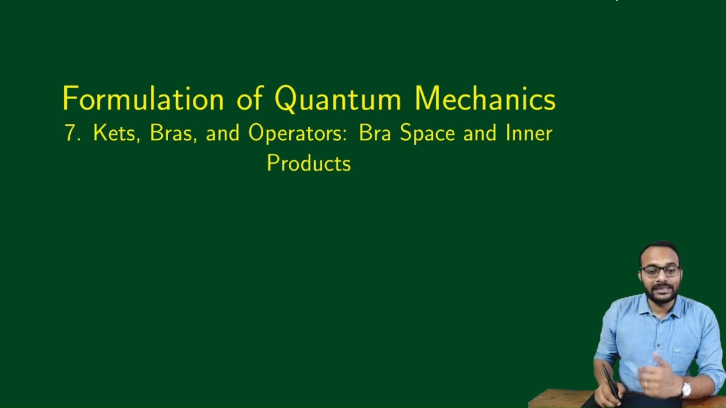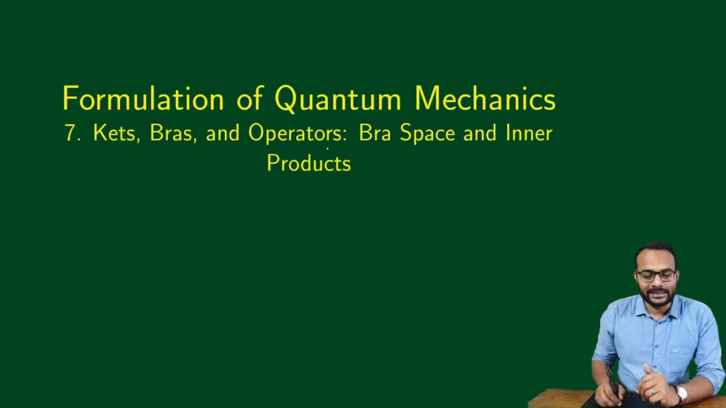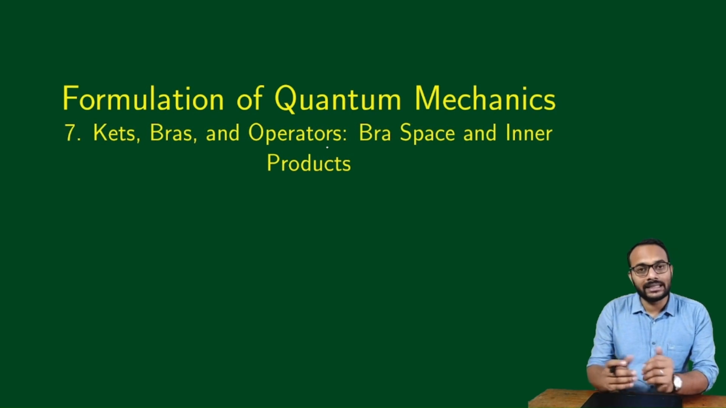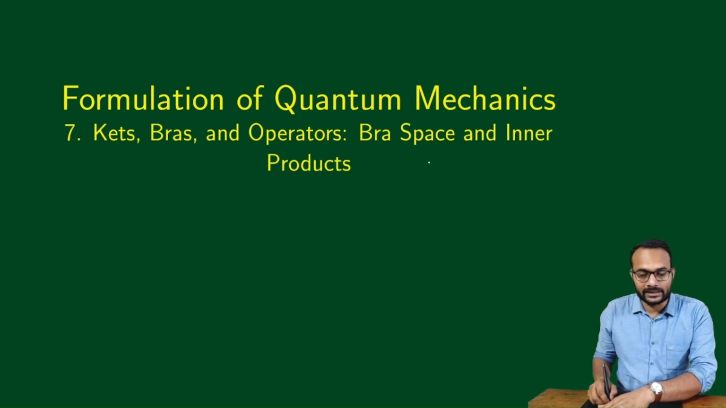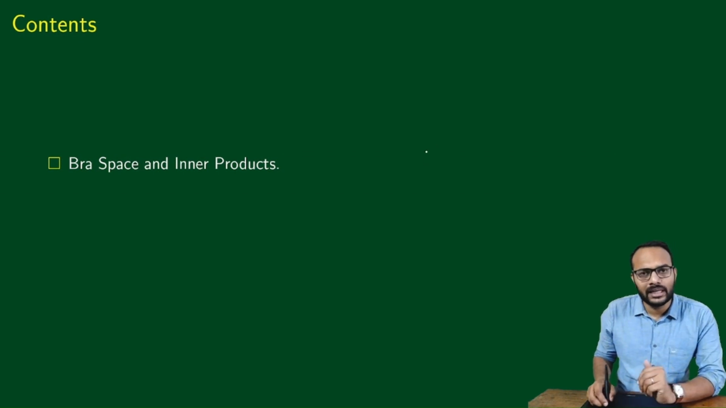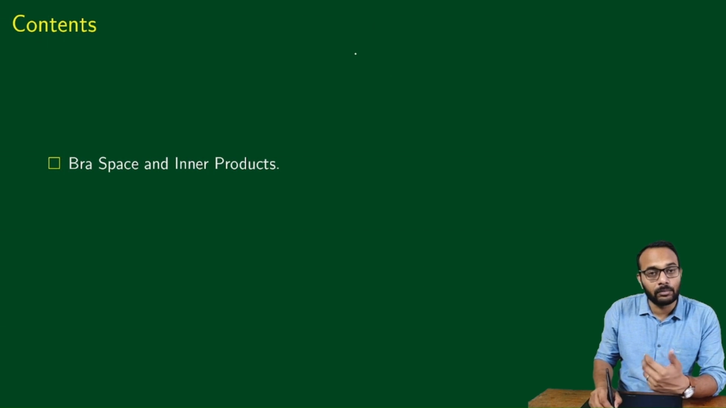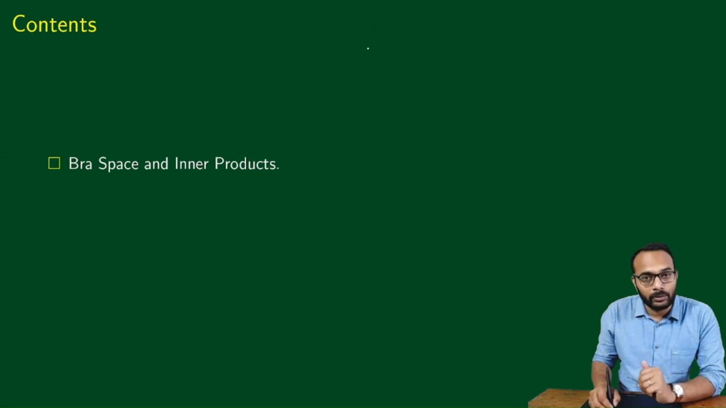In the last class, we discussed the Ket space. It's a complex vector space. We called it Ket space. In this class, we'll discuss Bra space and inner products. We are already familiar with the concept of inner products. So let's just revise these things from the usual Euclidean vector space.